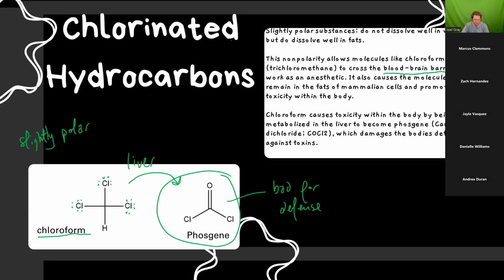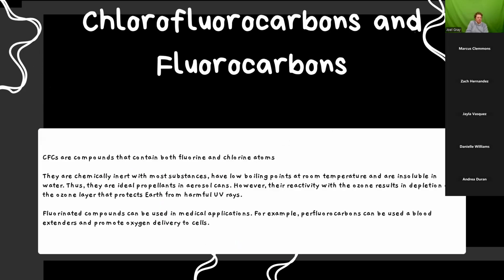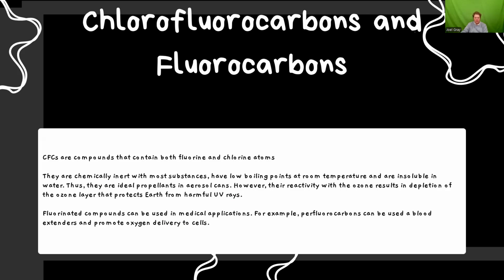Okay, so then there's this class of compounds, chlorofluorocarbons and fluorocarbons. Chlorofluorocarbons, or CFCs, are compounds that contain fluorine and chlorine. They are chemically inert with most substances, and they have low boiling points at room temperature and are insoluble in water. Thus, they're ideal propellants. A long time ago, these used to be put in aerosol cans.